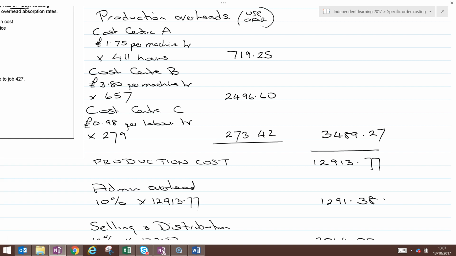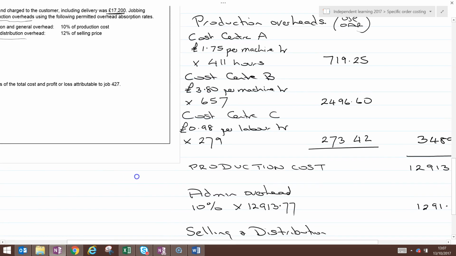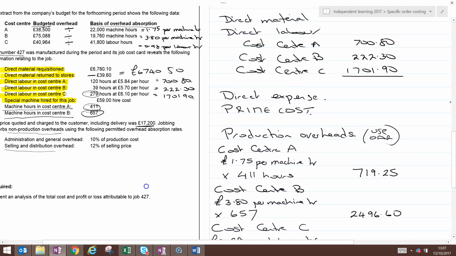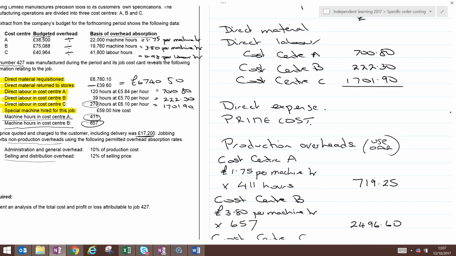Now if you are asked to produce a batch cost, it is exactly the same layout. The difference between job costing and batch costing is that with job costing you're working out the cost of a particular job. With batch costing you're working out the cost of producing a number of identical items in a batch.